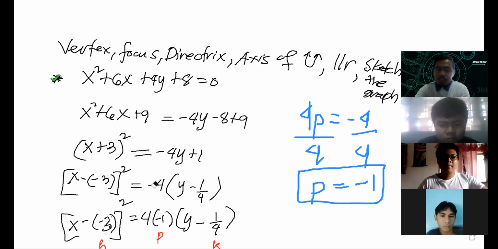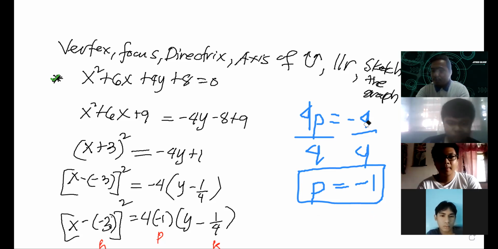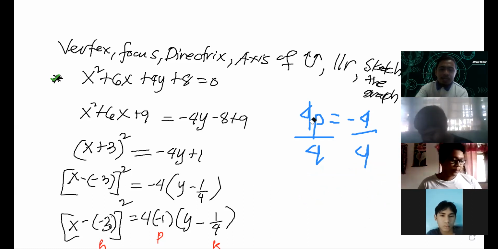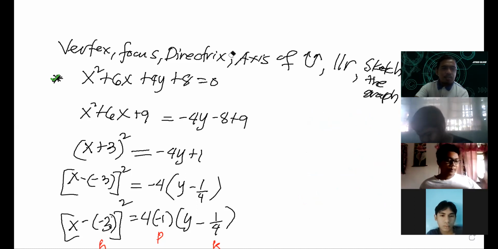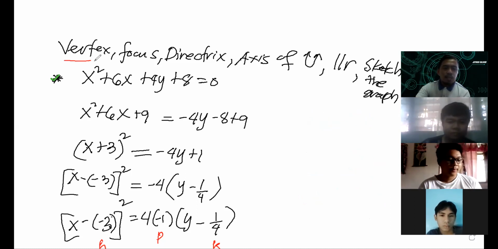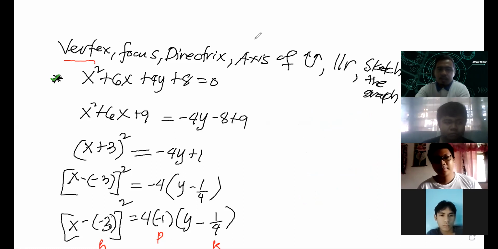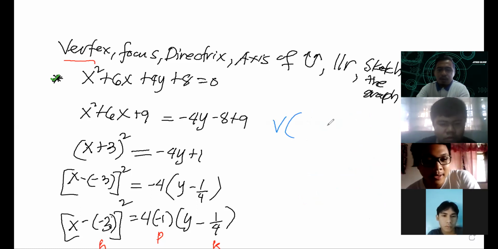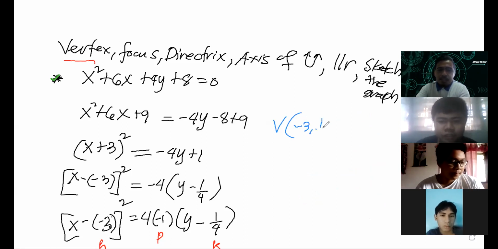So this one is equal to 4p, right? So you equate that to 4p. Jetro did that here, then he also solved for p. Okay? You can also use that one. Okay, good. Very good. Okay, let us now determine what is the vertex. You can tell me what is the vertex. -3, +1/4, sir. -3, +1/4. Very good. You just look at here, right? Look for h, look for k.